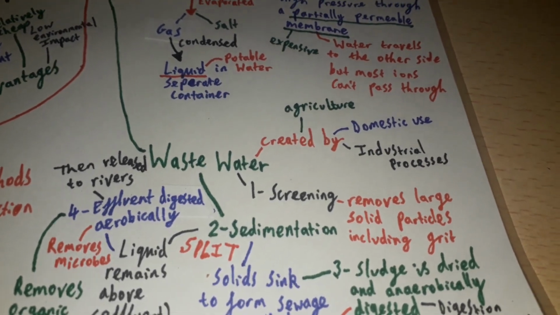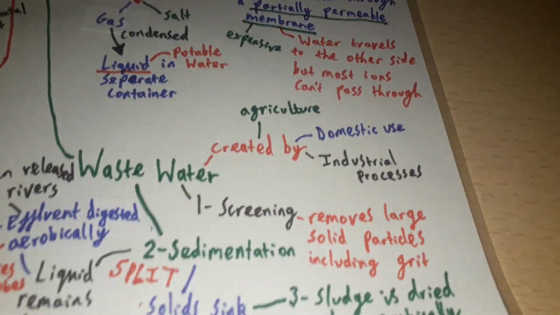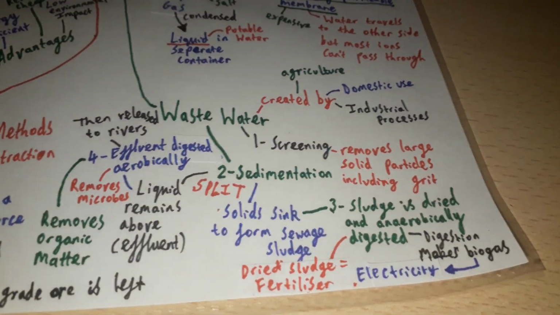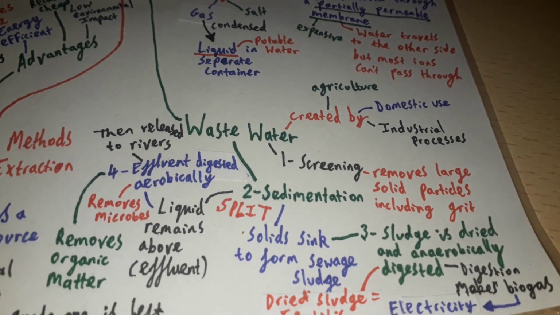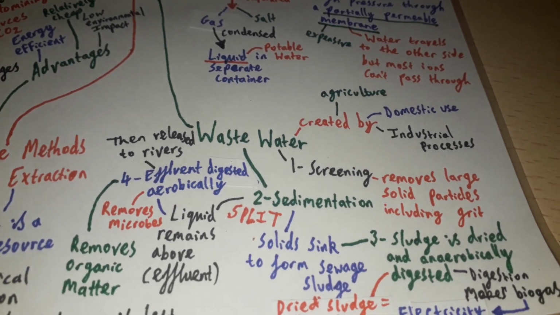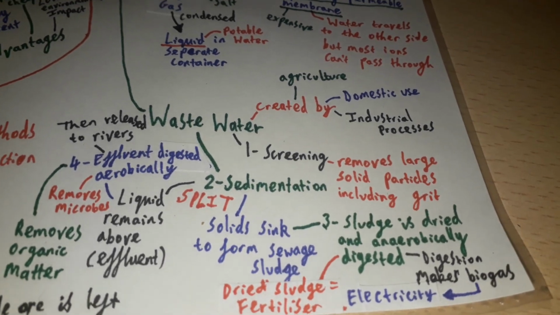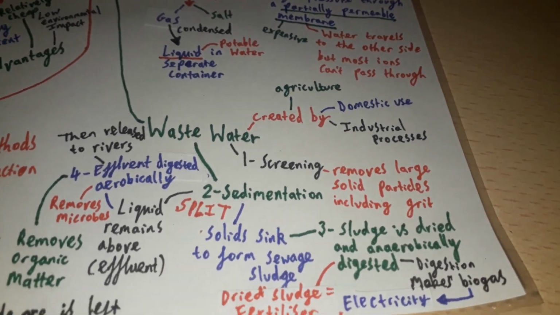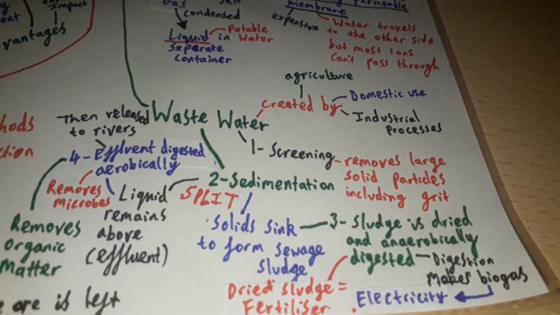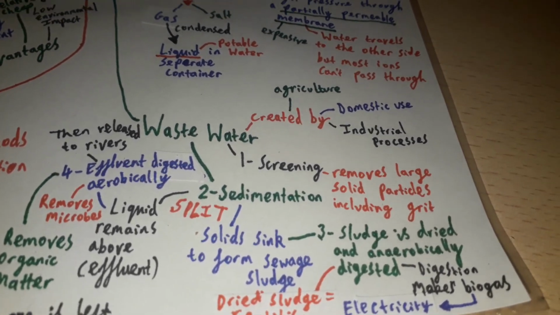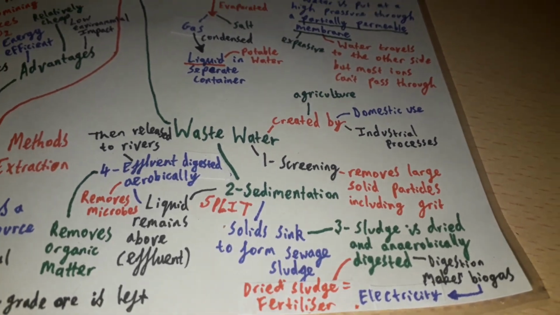Next is sedimentation. This is where the wastewater is split into solids and liquids. The solids sink to form sewage sludge, and the liquid remains above to make an effluent. So what happens to the solids after they sink? The sewage sludge is dried and anaerobically digested. This means digested without oxygen. And this digestion makes biogas, which can be used to generate electricity, meaning it's useful.